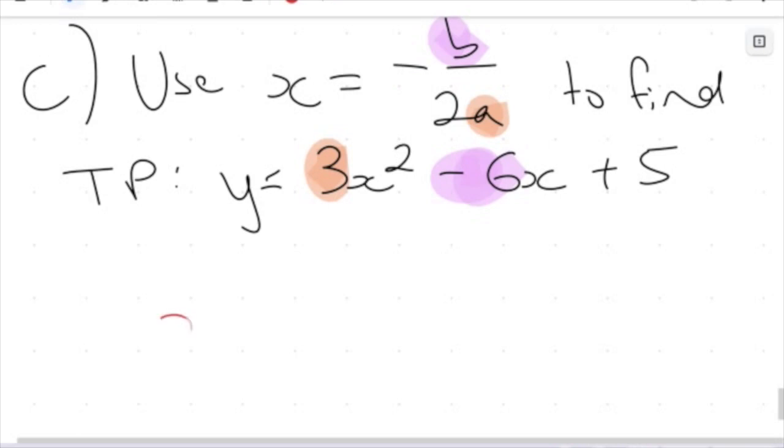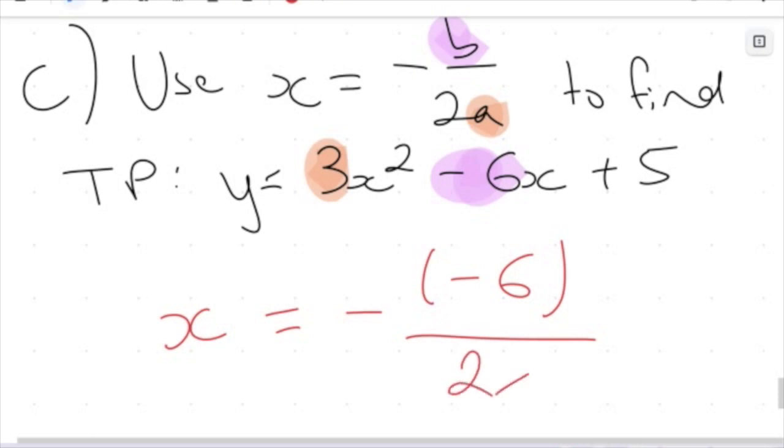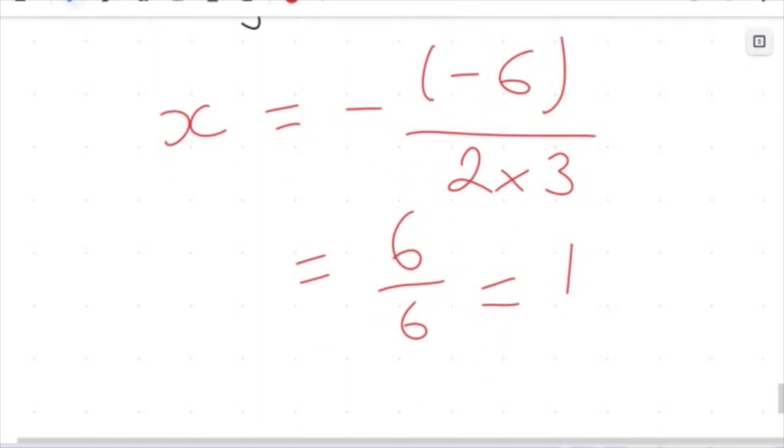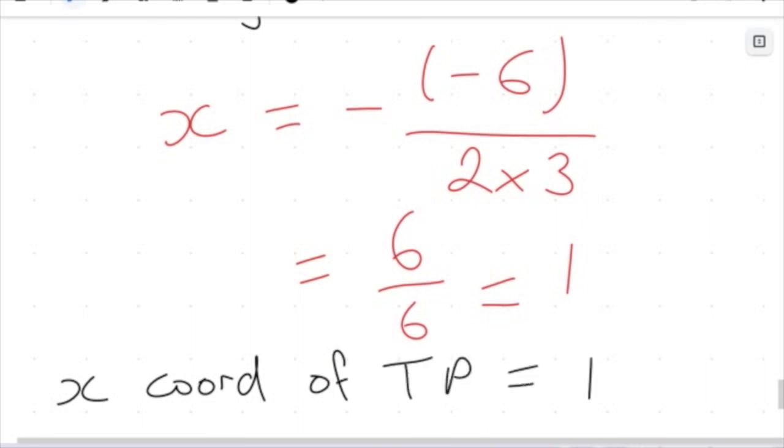So substituting this in, x equals minus, now here my b is negative 6. So we're doing minus negative 6 over 2 times 3. And this is just going to give me positive 6 over 6, which equals 1. So that means that the x coordinate of my turning point equals 1.